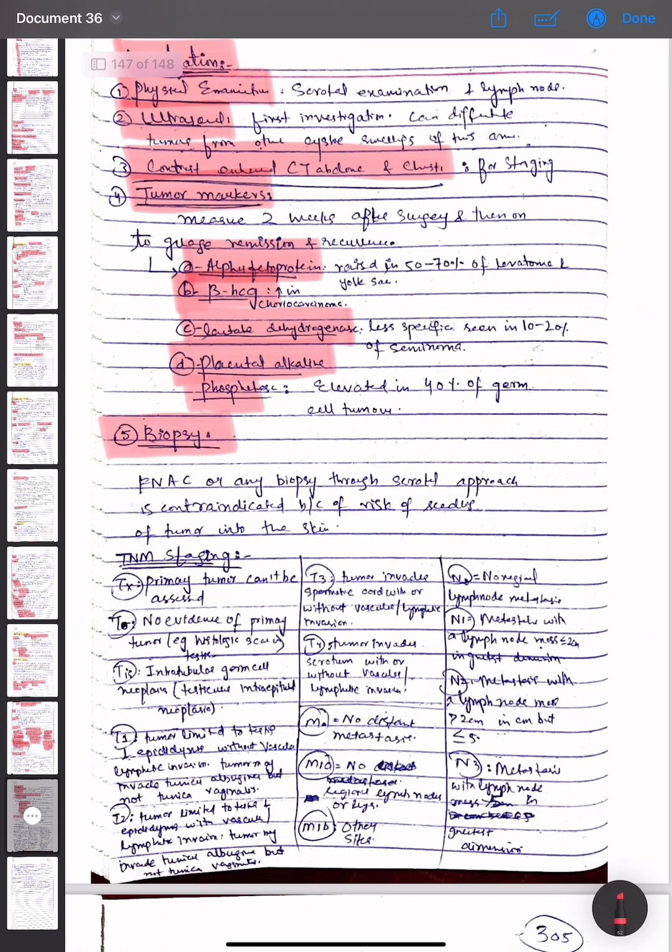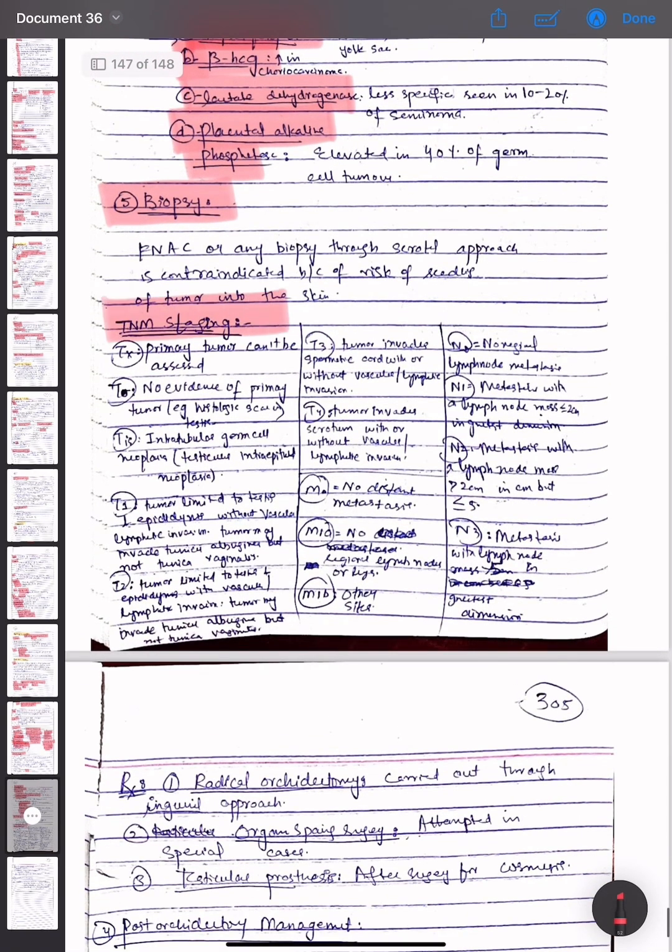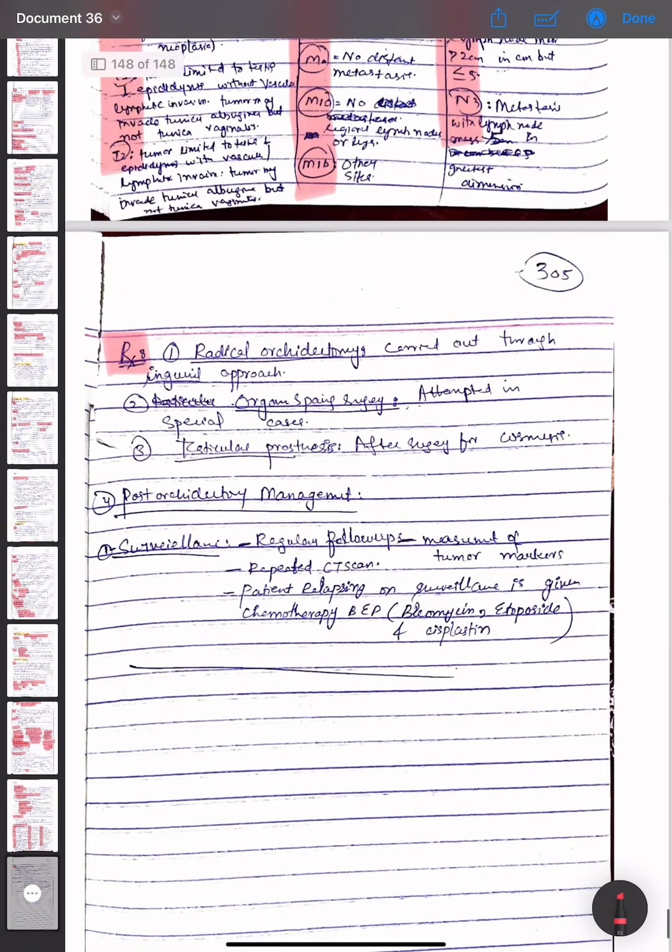The TNM staging is present here, that is TX, T0, TIS, and T1, T2, T3, T4, for metastasis M0, M1A, and M1B, for lymph nodes N0, N1, N2, and N3. The treatment options are radical orchidectomy, which is carried out through the inguinal approach. Then organ sparing surgery is attempted in special cases, and a testicular prosthesis after surgery for cosmesis is done. Post orchidectomy management is surveillance, that is regular follow-ups, measurement of tumor markers, and repeated CT scans. Patients who relapse during surveillance are given chemotherapy: bleomycin, etoposide, and cisplatin.